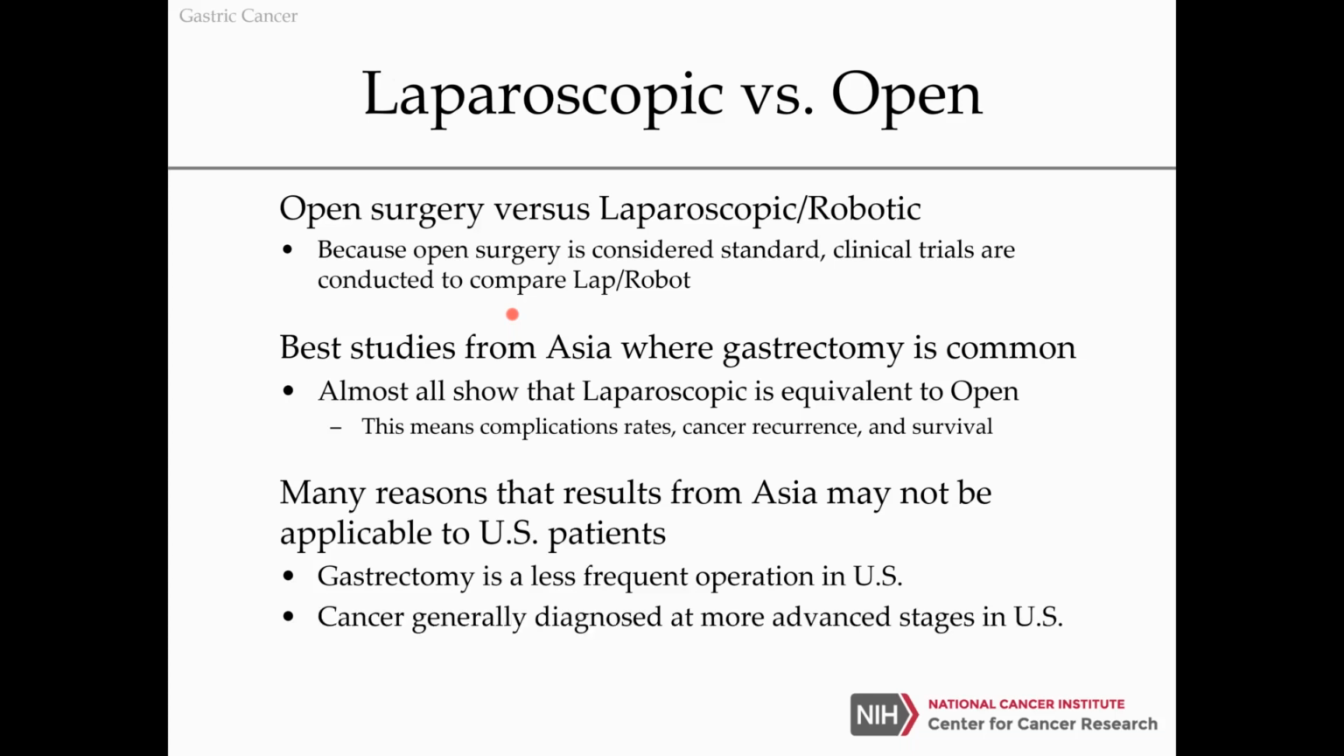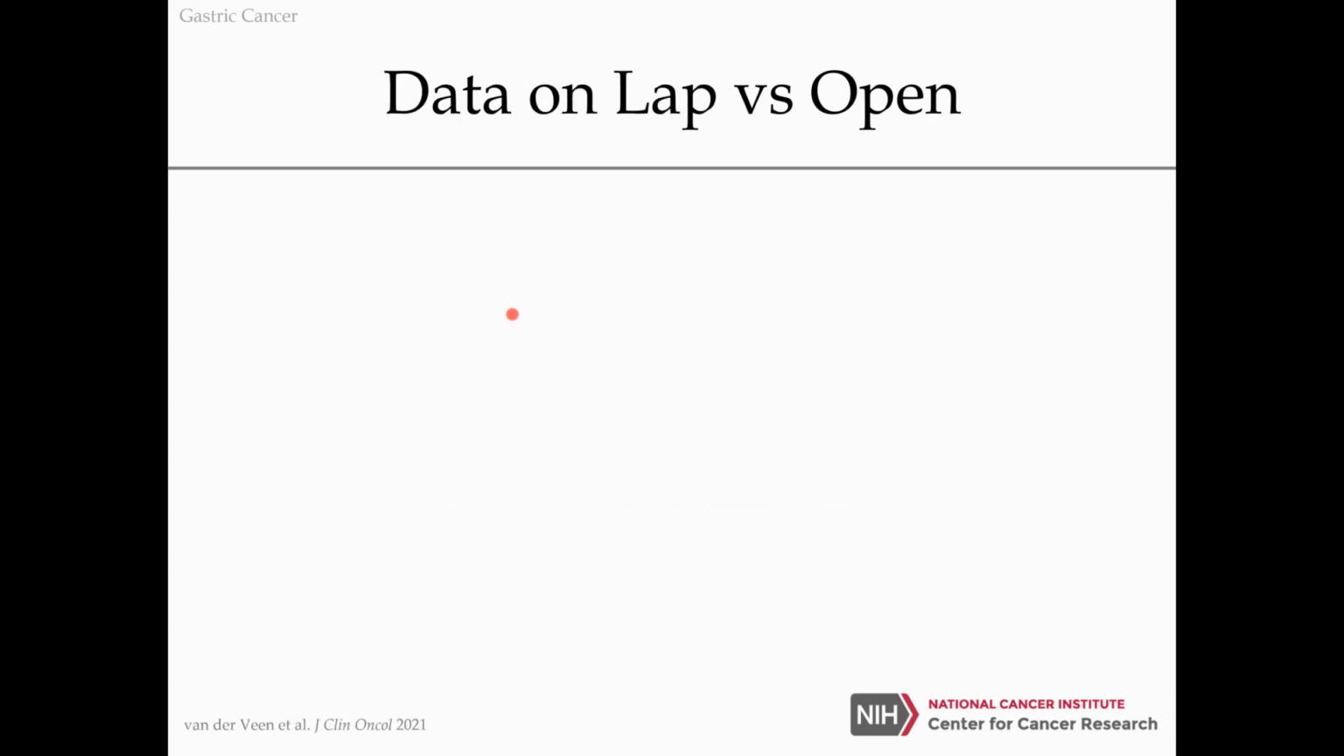Now, cancer in the stomach is generally diagnosed at more advanced stages in the United States, and patients in the United States generally have higher comorbidity rates such as obesity and diabetes. So people are usually cautious when we compare studies out of Japan, Korea, or China to patients in the United States. So what are the data on laparoscopic versus open gastrectomy for gastric cancer?